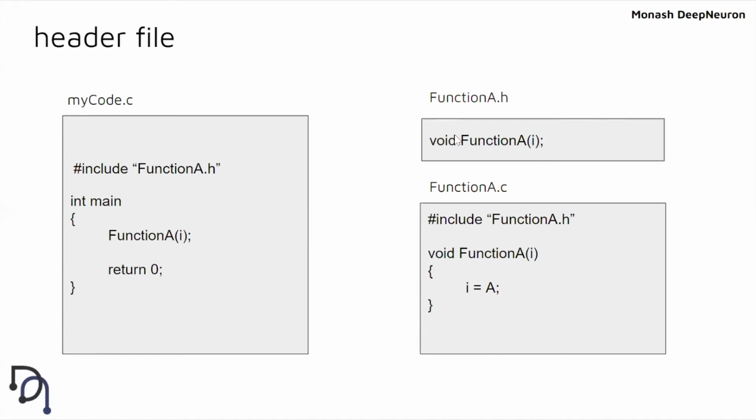And functionA.h has the information about the function declaration of function A, so that mycode.c knows about function A, and this part of the code can be compiled. Later, functionA.c is also compiled and linked into mycode.c, so that this whole code, mycode.c, can be compiled and executed.